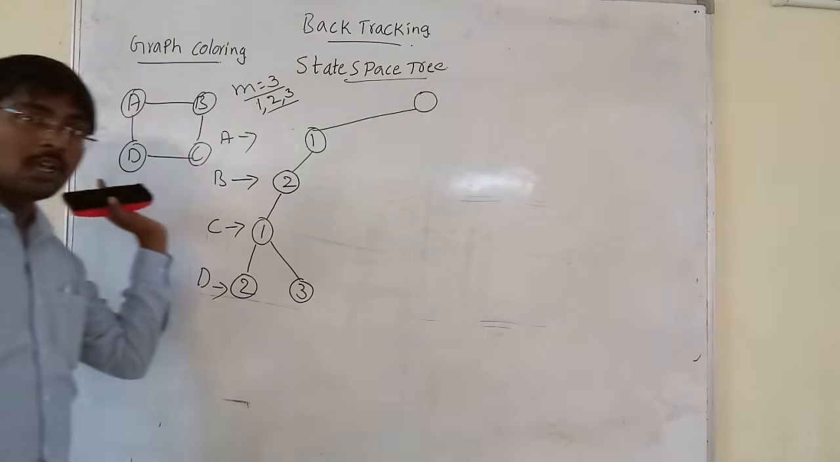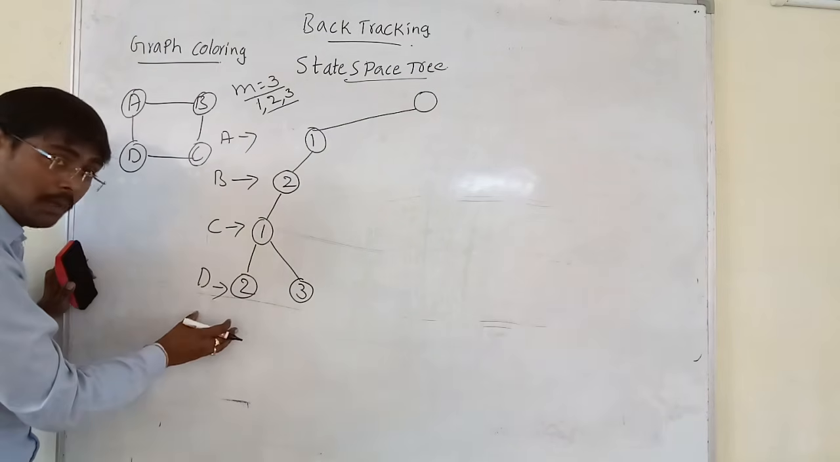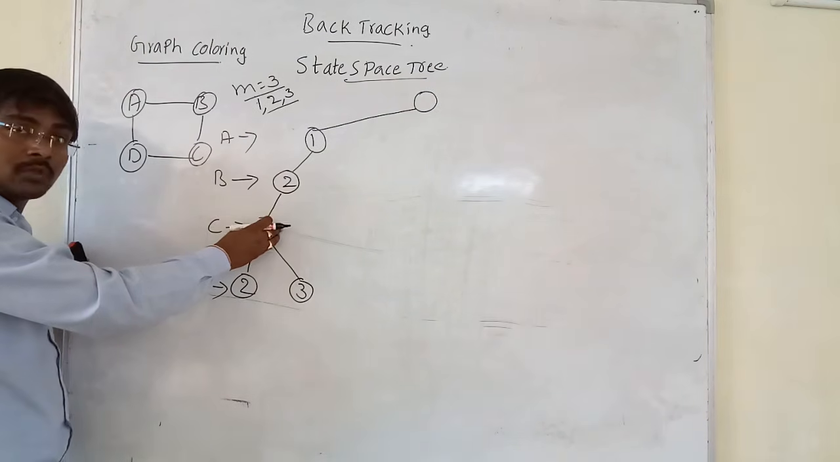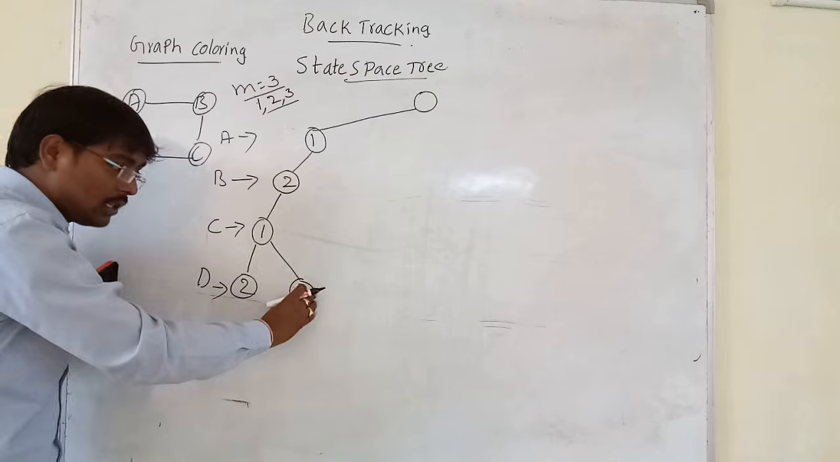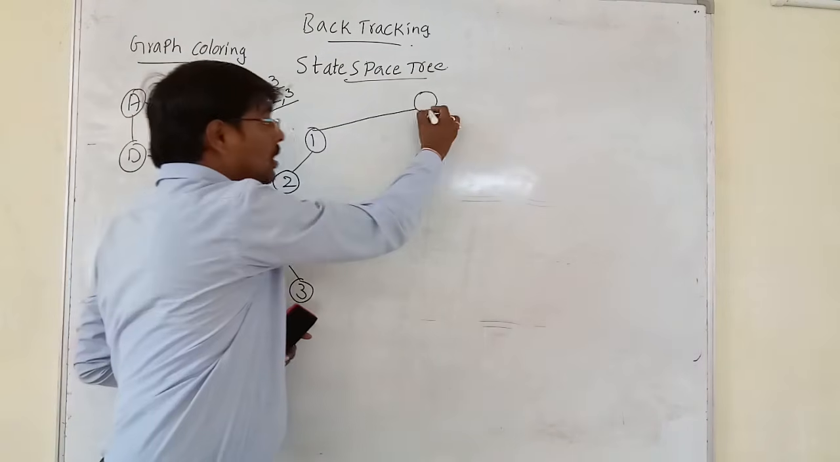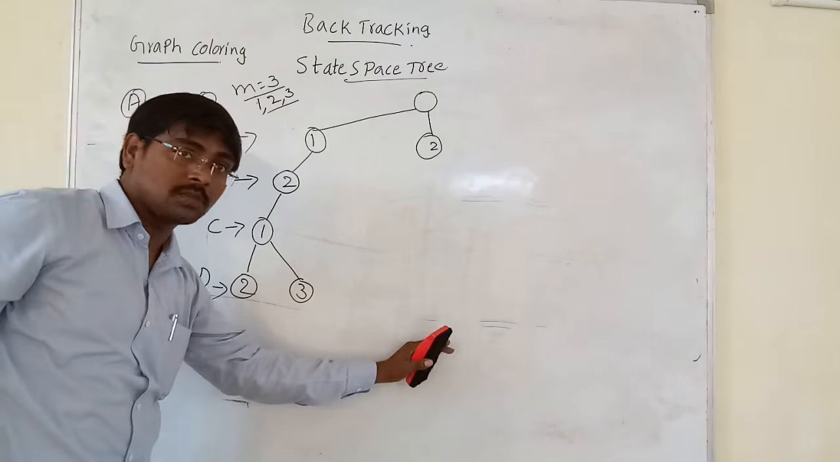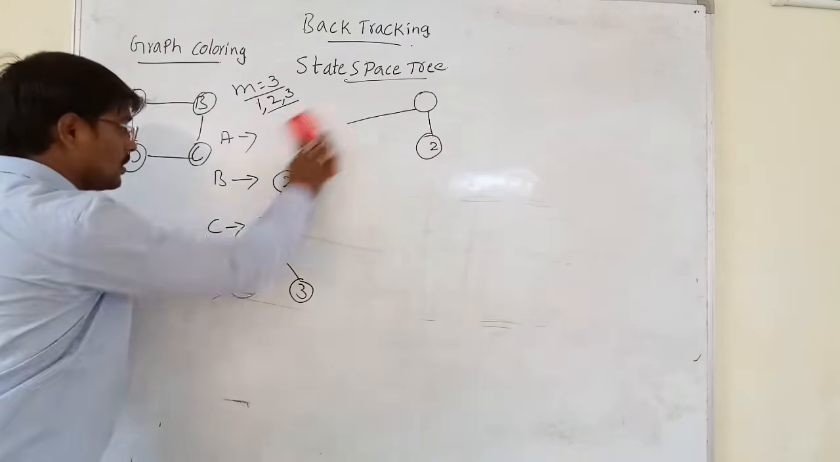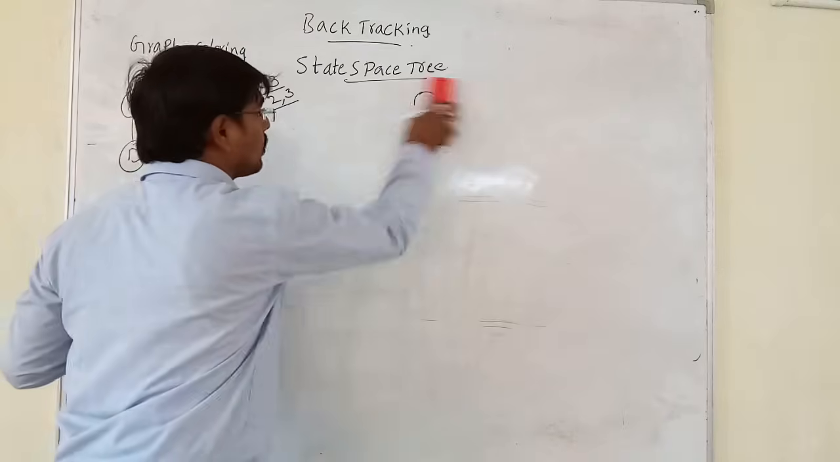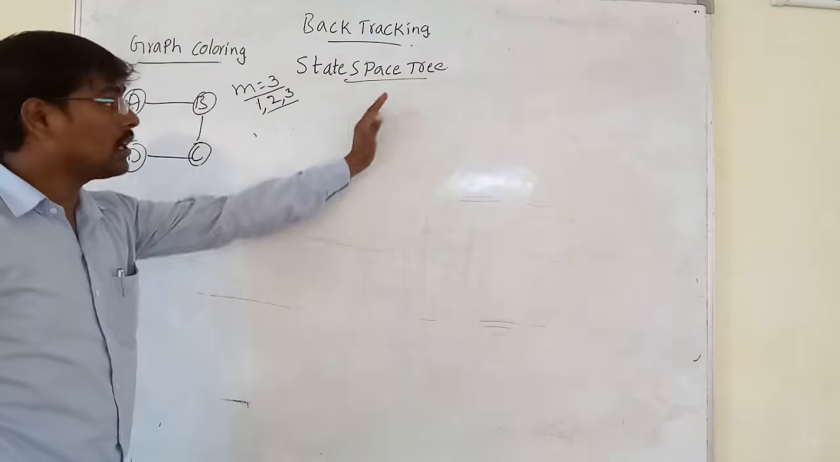So in this way, we are drawing the state space tree. That is, after completion of one part, backtrack to previous vertex. After completion of all this, again backtrack to previous, again backtrack to previous. Again, now A is colored with color number 2. So complete all this one. So to simplify this, the procedure is the same. After completion of one part, backtrack to previous.